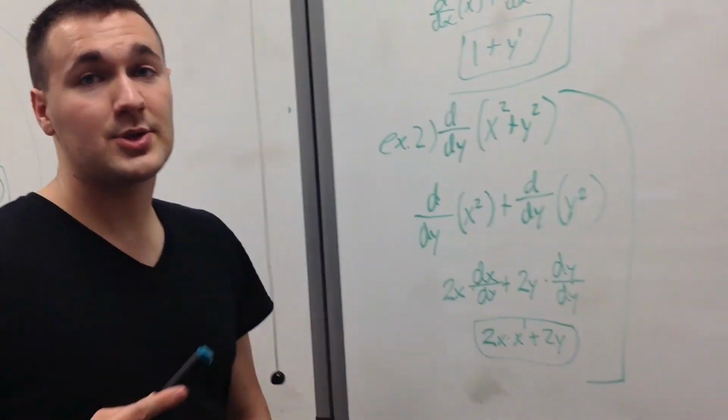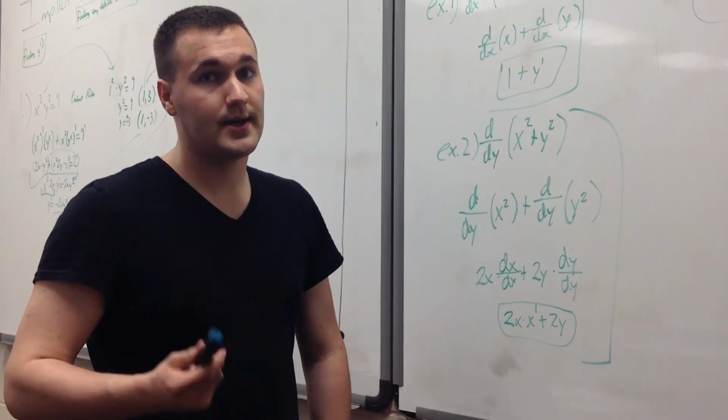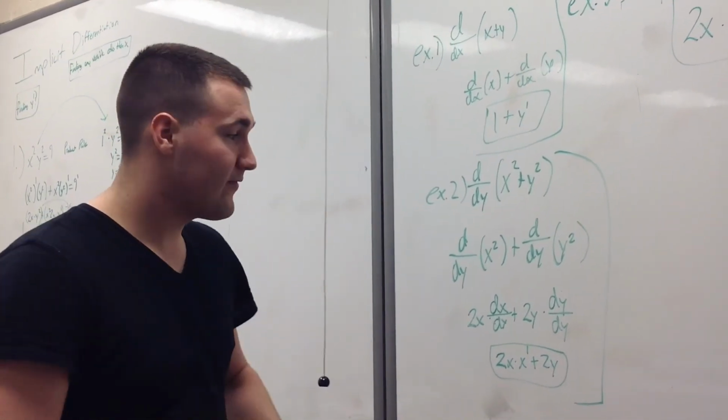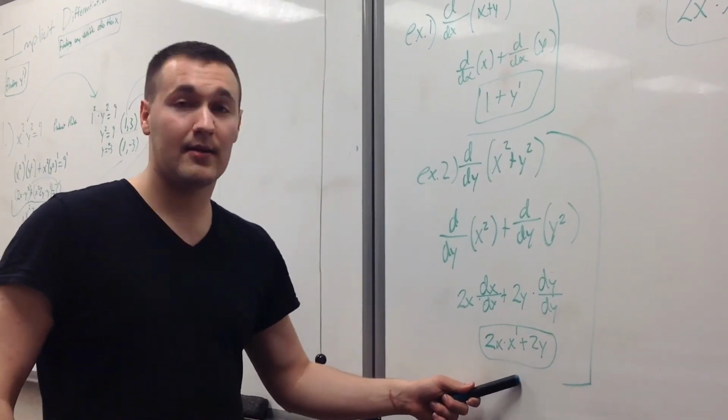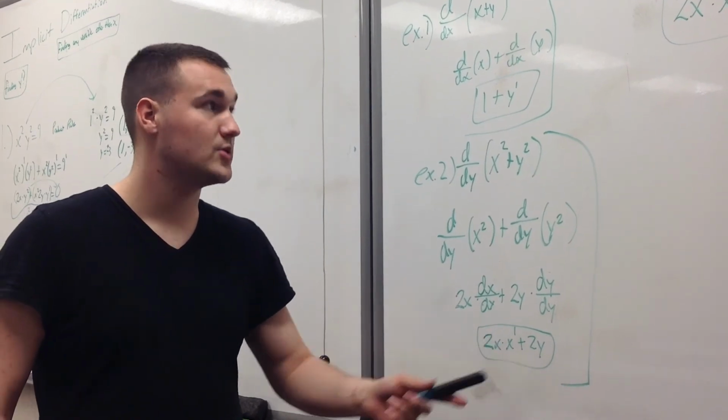And I know that's confusing, however, when you're doing it in respect to a different variable than what it is, it's not going to equal 1. I know normally you have it in your head that x prime is equal to 1. However, in this instance, x prime will just be x prime. So now you're left with 2x times x prime plus 2y.